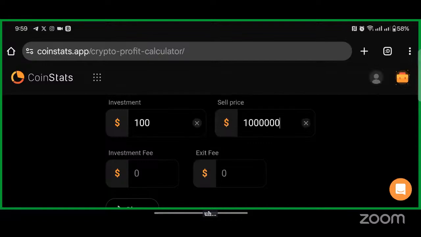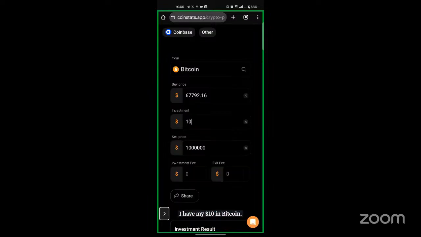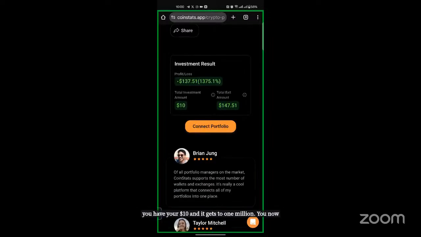Yeah, it is a waste of time. Go and compound your money. So when you have your $100 and it gets to 1 million, you have $1,475. That's why I don't understand. If you have your $10 in Bitcoin and it gets to 1 million, you'll have $147. It might even reach when you are in your grave.